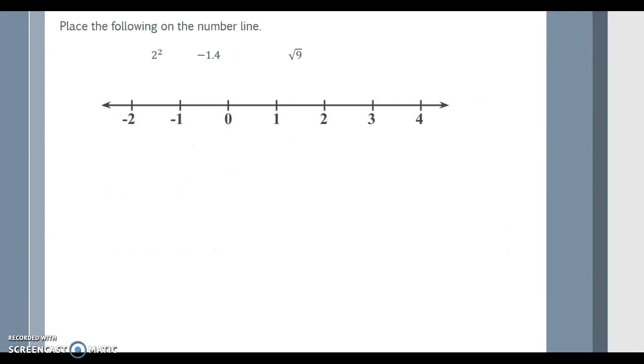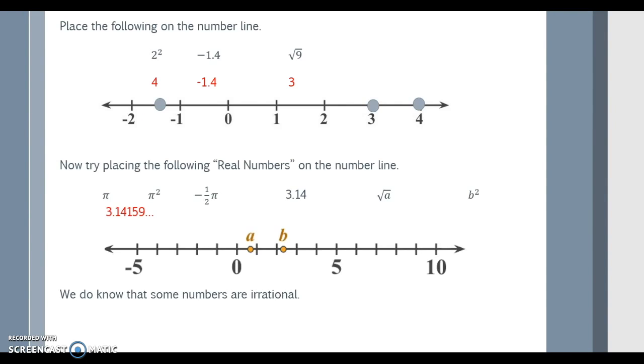So we're going to start out with placing values on a number line. So we have 2 squared, negative 1 4/10, and the square root of 9. So I'm going to evaluate each option. I know that 2 squared is 4, negative 1 4/10 is still negative 1 4/10, and the square root of 9 is 3. So I can place 4 on the number line. I can place negative 1 4/10 about where it should go, and I also can place 3 on the number line. Now let's try placing the following real numbers on the number line.